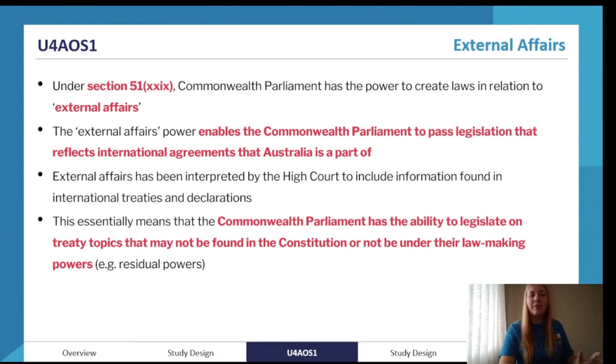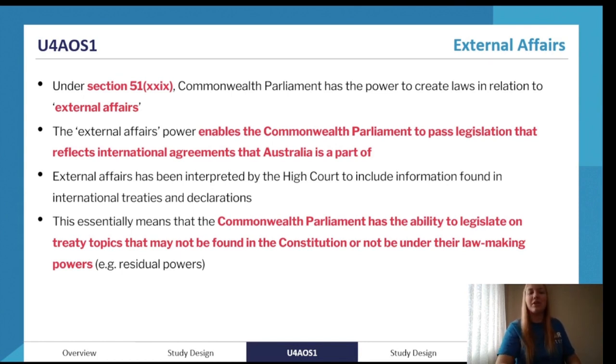Do you see the common theme? Again, reducing, taking away power from the states, increasing the power of the Commonwealth through interpretation of the Constitution. Happening yet again. And that is a recurring theme that you will continue to see in Unit 4. This is not, hopefully, difficult to understand.